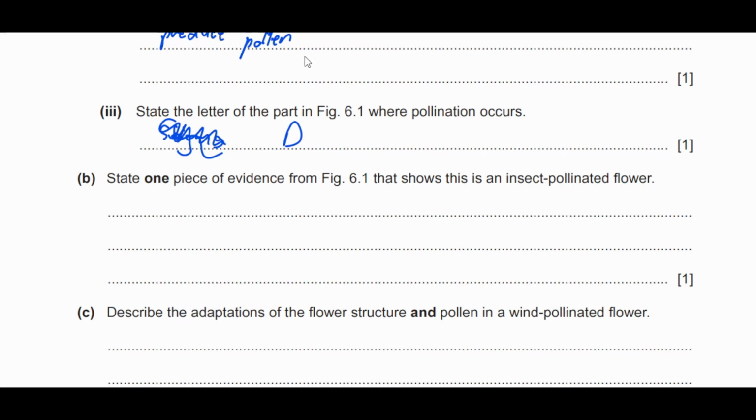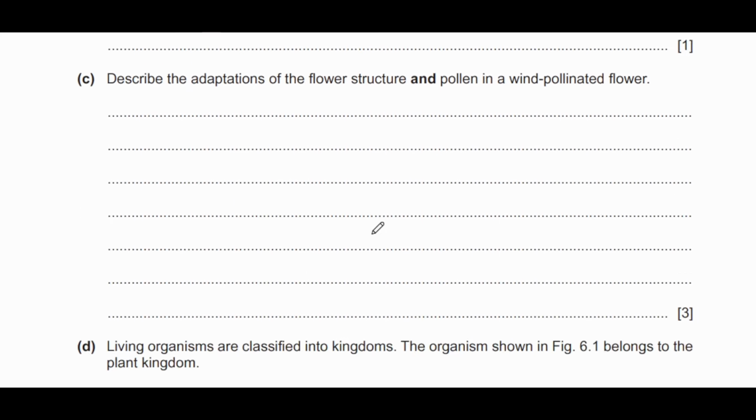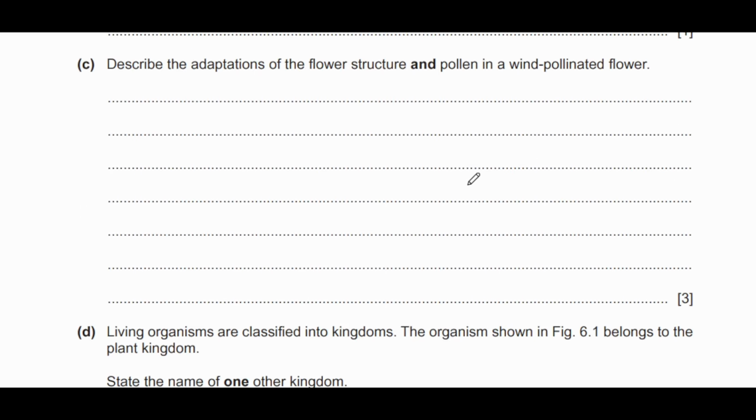Okay. State one piece of evidence that shows this is an insect pollinated flower. Okay, you can say that the petals are large, so large petals. So the large petals will attract the insects. Okay. Describe the adaptations of the flower structure and pollen in a wind pollinated flower. Okay, 3 things, so you need to write 3 smart things, right?